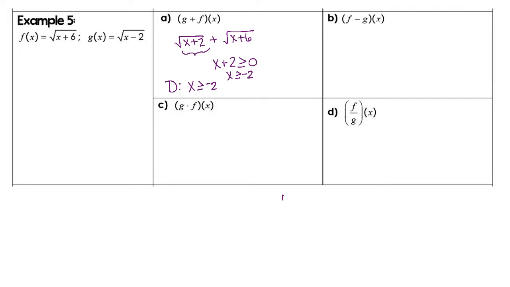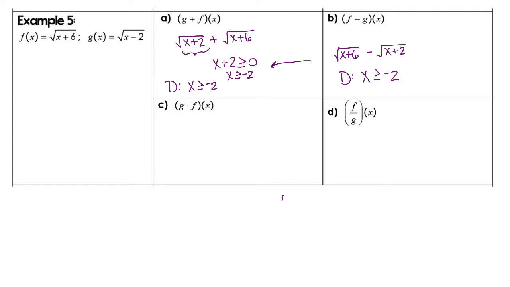Okay, f of x minus g of x. Again, all we can do with this is do the square root of x plus 6 minus the square root of x plus 2. And again, for the domain, you're going to pick the smaller of these two, which is x plus 2. So that's the same thing that we did back over here. So it's going to have the same domain. It's going to be x has to stay greater than or equal to -2.